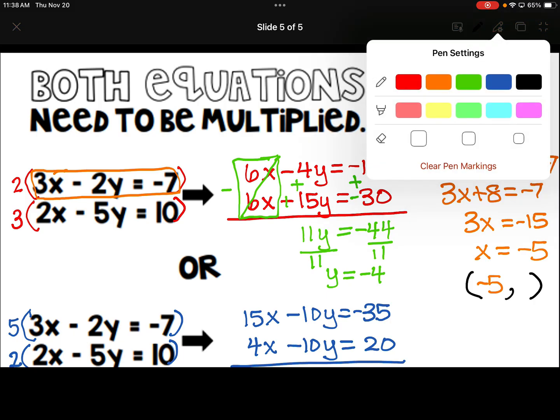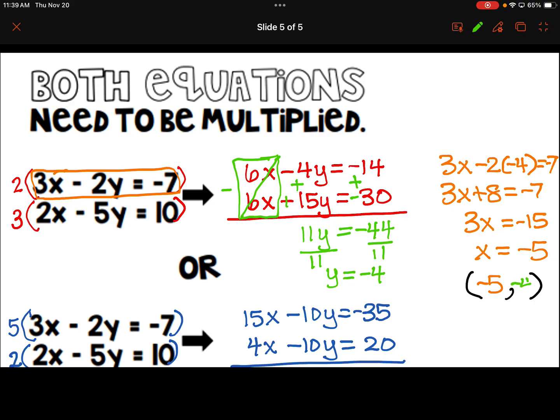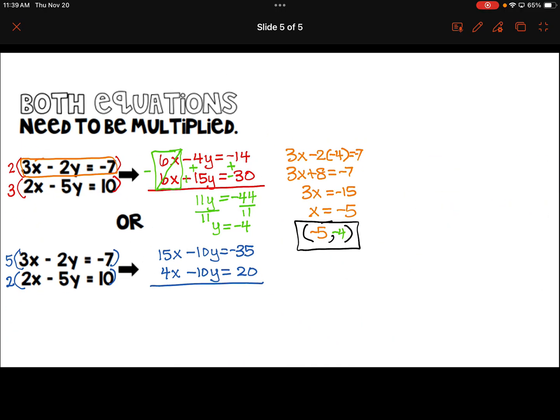And then my y value would have been negative 4. So they intersect at that point, negative 5, negative 4. And had I done the blue method, I would have gotten the same answer. I just would have found x first and then substituted in to find y. All right, that is the end of our elimination method notes.